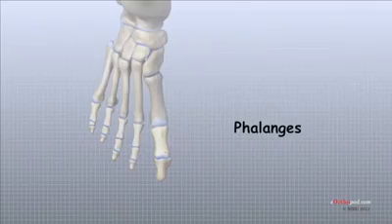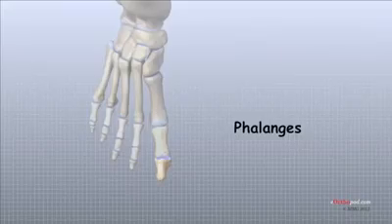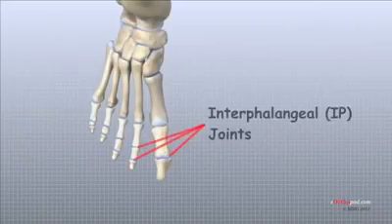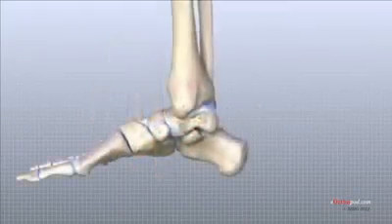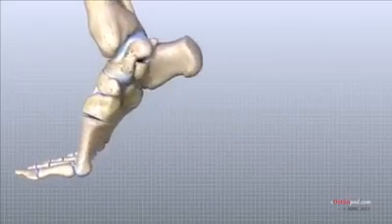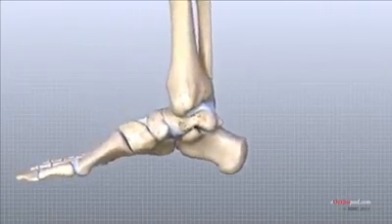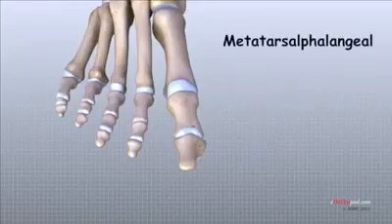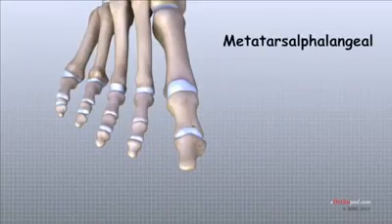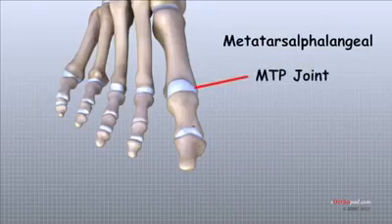The great toe, like the thumb, has only 2 phalanges. Each of the other 4 toes has 3 phalanges. The joints between each phalange are called the interphalangeal or IP joints. There is not a great deal of motion in the IP joints. The joint between the metatarsal and the first phalanx is called the metatarsophalangeal or MTP joint.